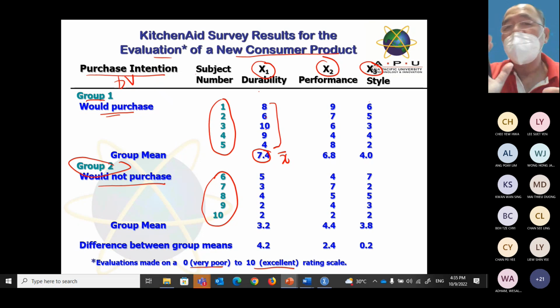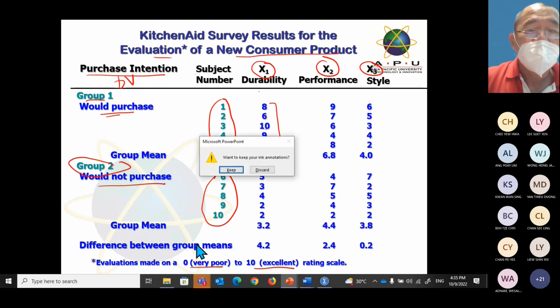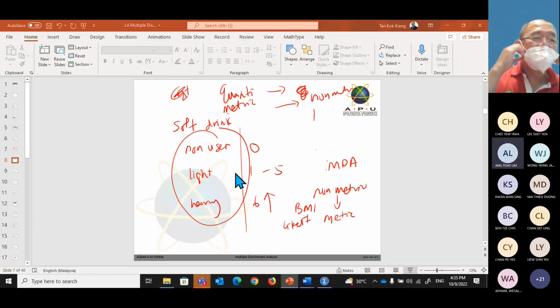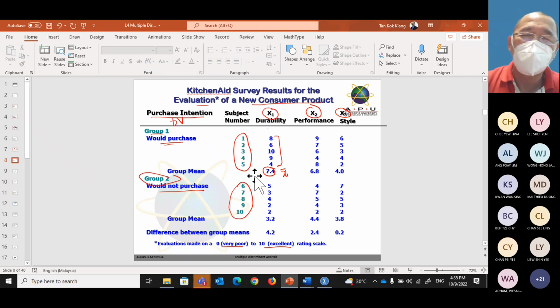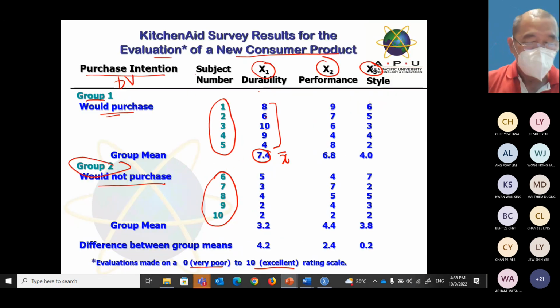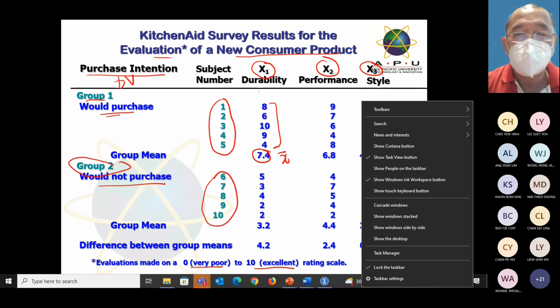At least understand the story first. Any question you want to ask? So can I say that the X1 variable, durability, will have more power to determine whether the customer will purchase or not purchase? Yeah, very good, this is the conclusion that I'm going to say. Correct. So meaning that the discriminant power is highest.